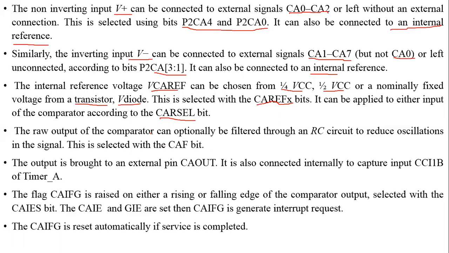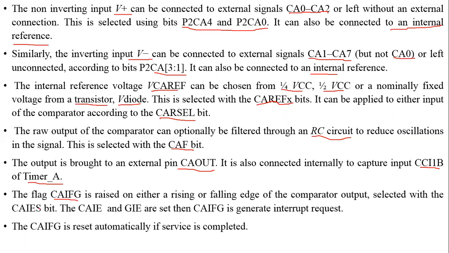And this output is passing through an RC low pass filter, and it is used for reducing oscillations. By selecting with the CAF bit, the output can be used for CAOUT and CCI1B, which is the capture and compare input for Timer A, and for generating a flag.